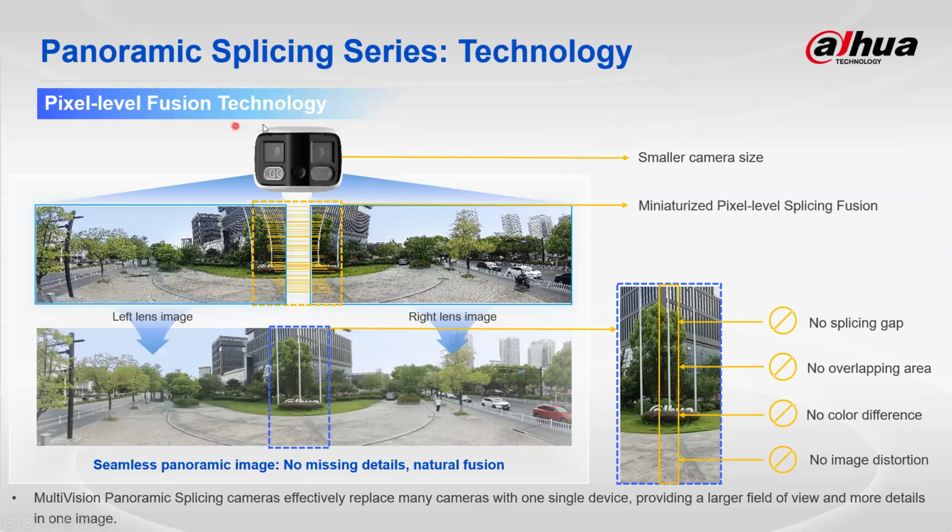So this is the pixel level fusion technology, images captured from the two lenses, whereby we have the left lens and the right lens. You can see at the middle here we have this barrier. Based on this pixel level fusion technology, it removes this part separating the two lenses to create one seamless panoramic image, which you can see at the bottom here. Same case again, whatever kind of object is captured in between the two lenses is going to be brought together to come up with one complete image without missing any kind of details.